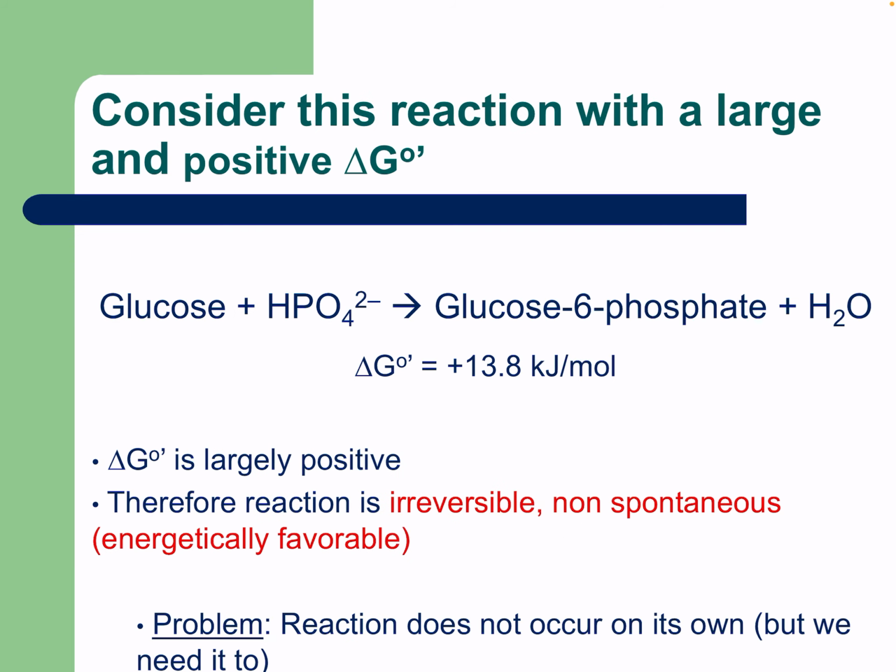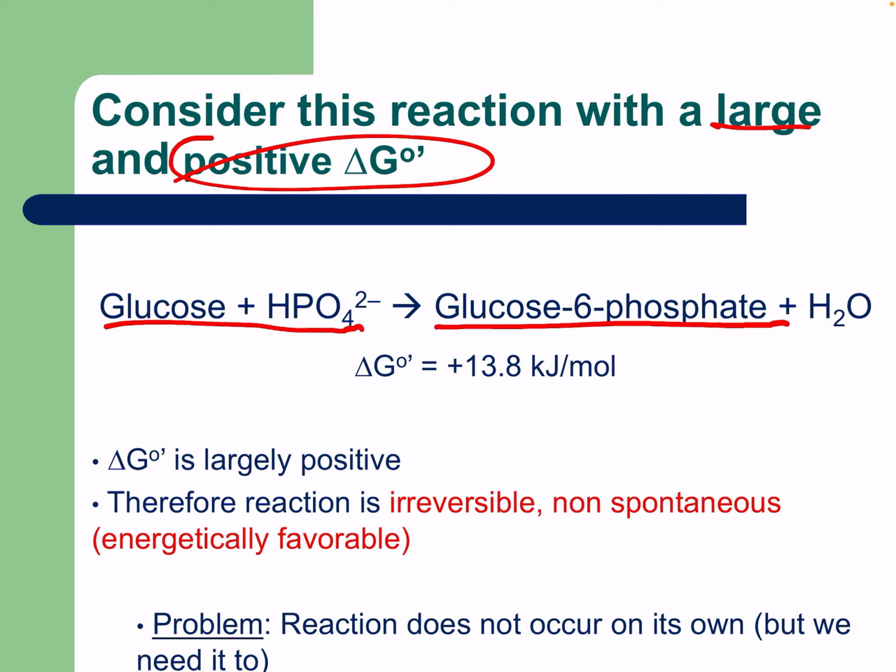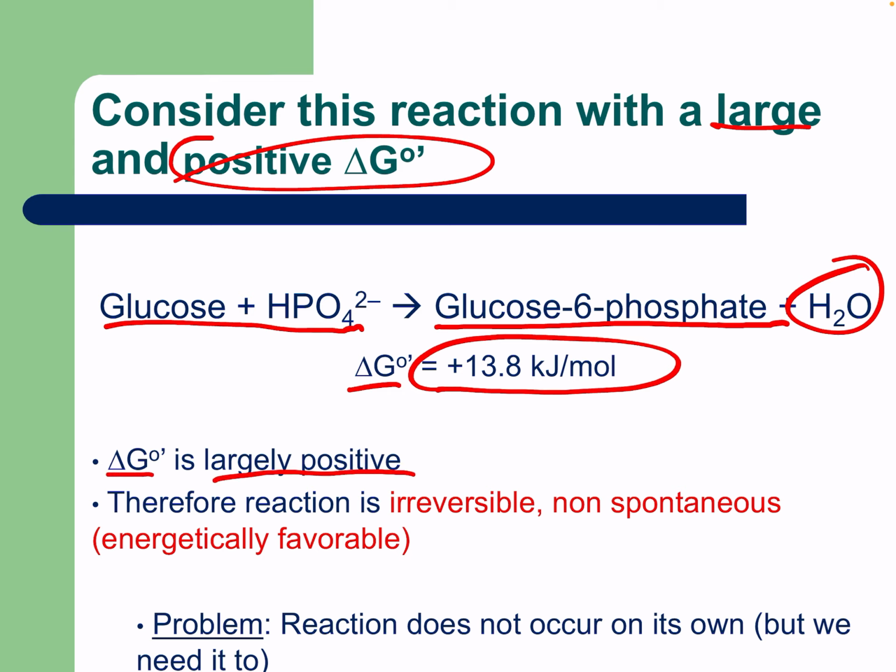So consider this reaction again with a large positive Gibbs standard free energy. Here we have a formula: glucose forming glucose 6-phosphate plus water. In this reaction, we have a positive 13.8 kilojoules per mole Gibbs standard free energy. So this is largely positive, and therefore the reaction is irreversible, non-spontaneous, and not energetically favorable.